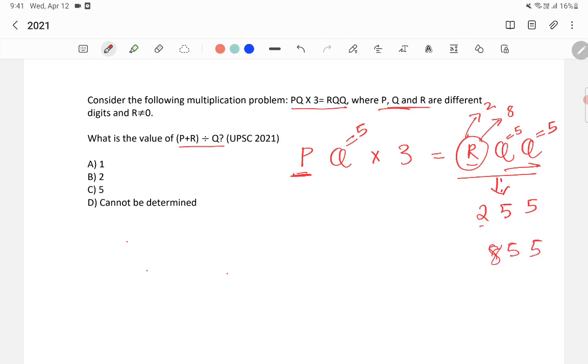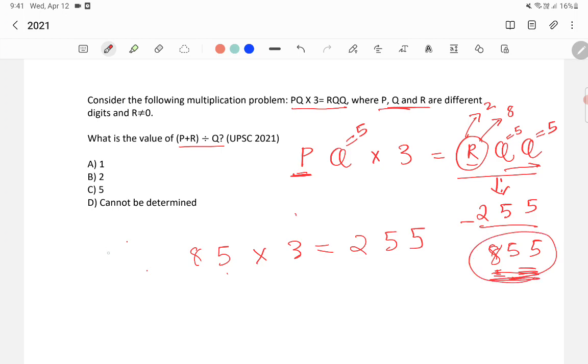So I am first taking 255. What is PQ? PQ will be RQQ divided by 3. 255 divided by 3: 8 3s are 24, then 15, that means 85. So PQ is coming as 85 if I put 255. That means 85 into 3 is equal to 255. So this is satisfying.